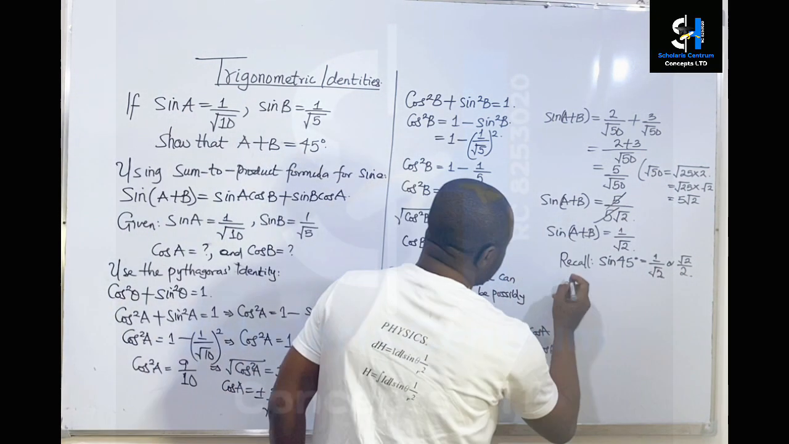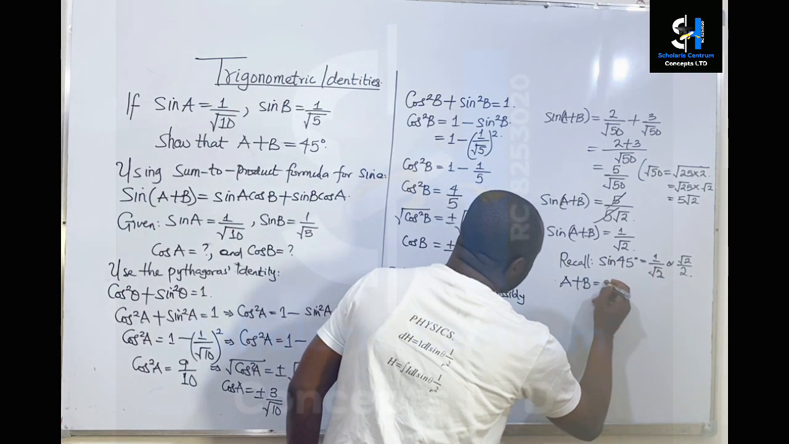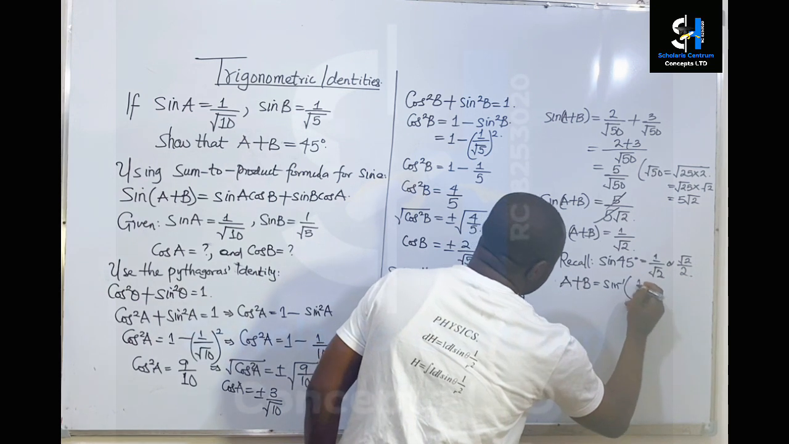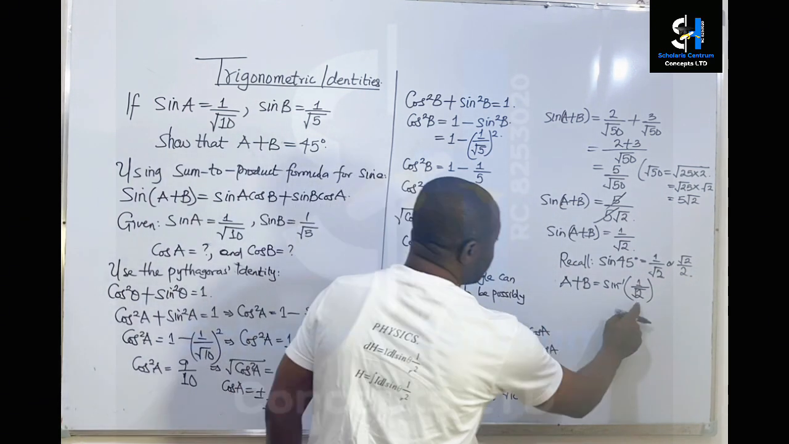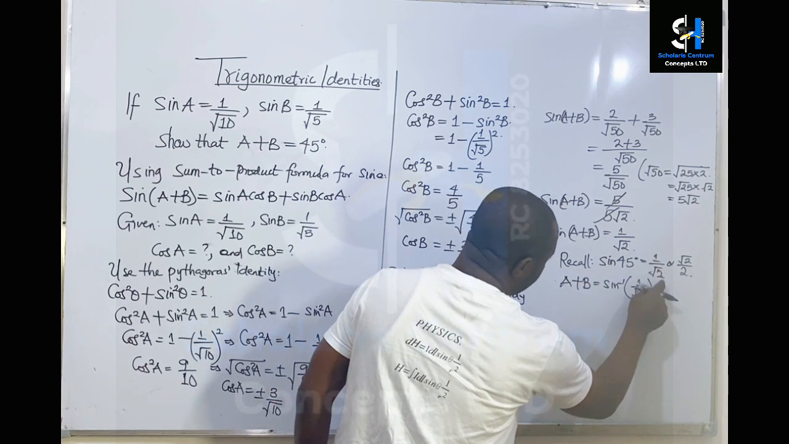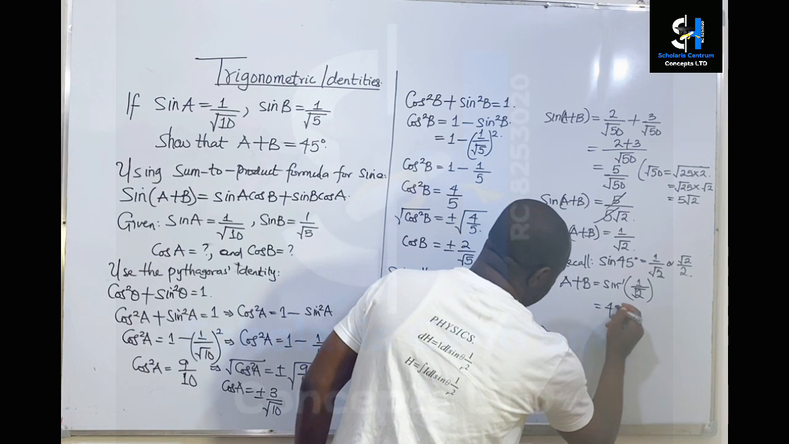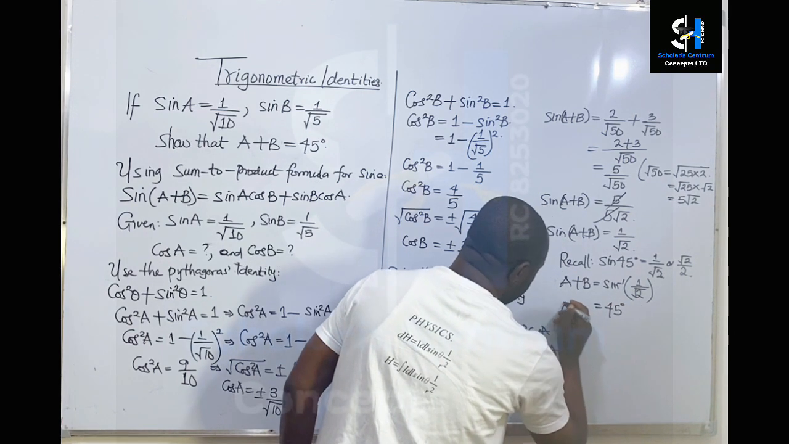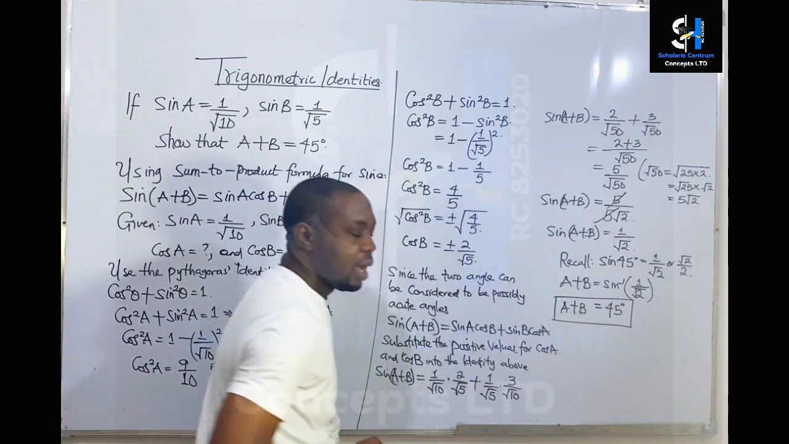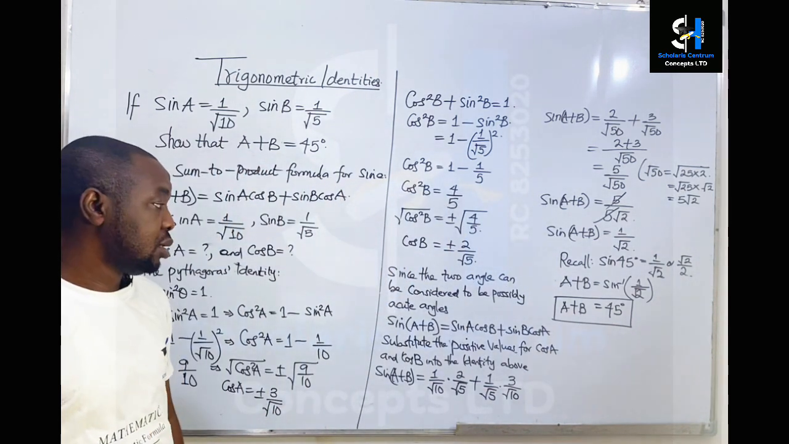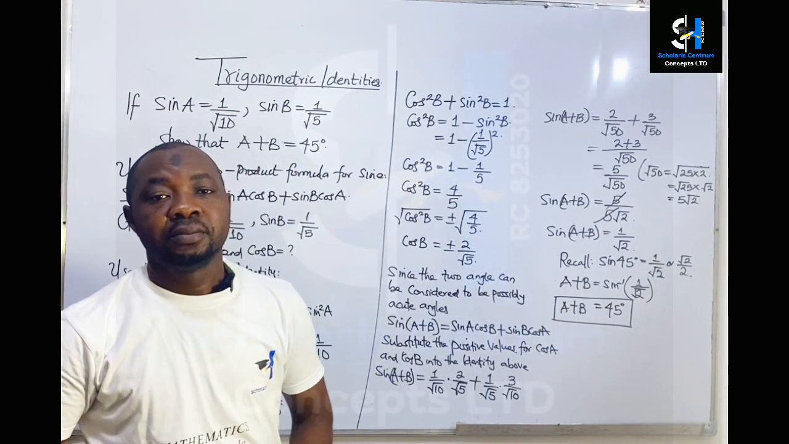So which means A plus B will be equal to the inverse sine of 1 over root 2. And here we know that sine 45 degrees is 1 over root 2, so the inverse sine of 1 over root 2 is 45 degrees. So we just proved that the sum of the two acute angles A and B is equal to 45 degrees.